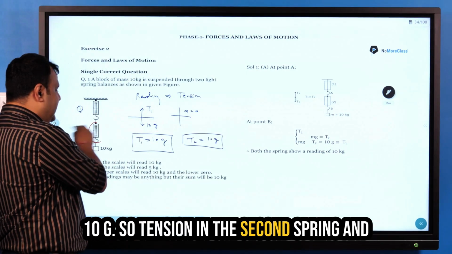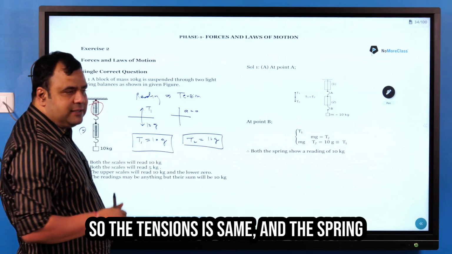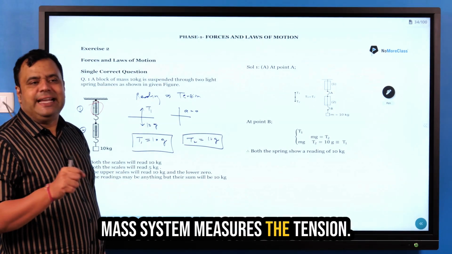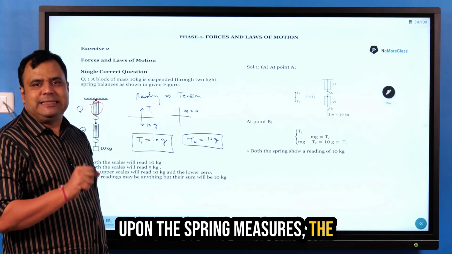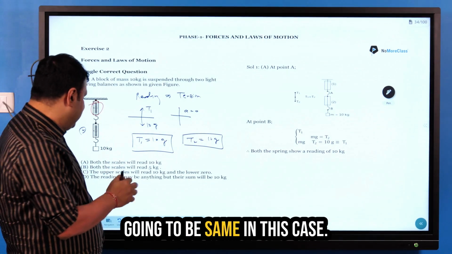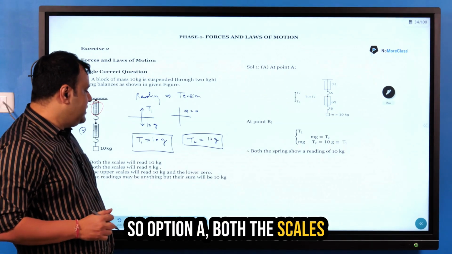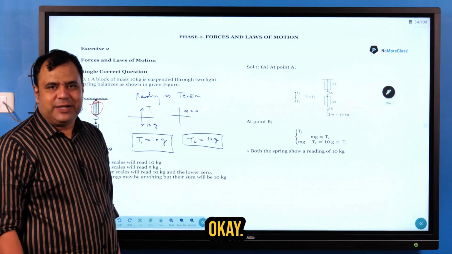So the tension in the second spring and the tension in the first spring is the same, that is 10g. If the tension is the same and any system based upon a spring measures the tension, then both the readings are going to be the same in this case. So option A, both the scales will read 10 kg. Okay, that's the right answer. Okay, thank you.